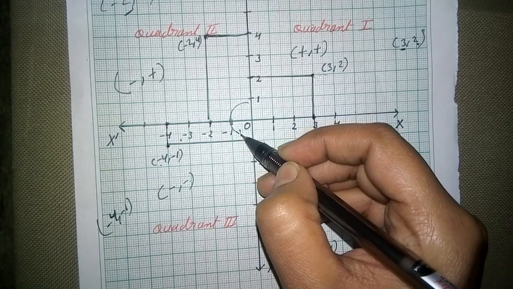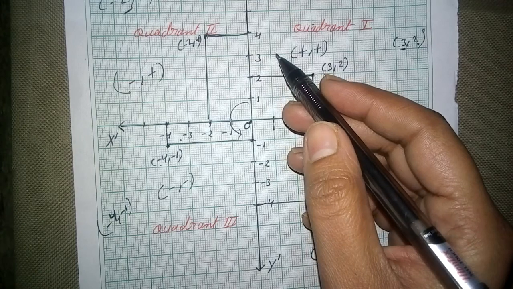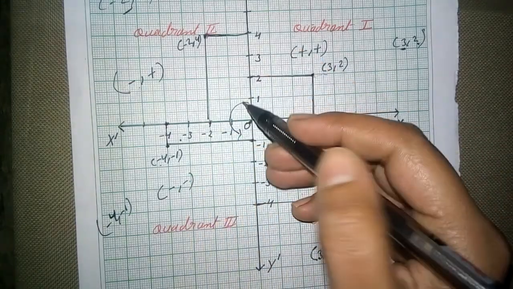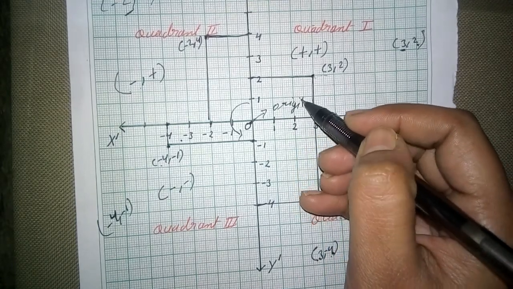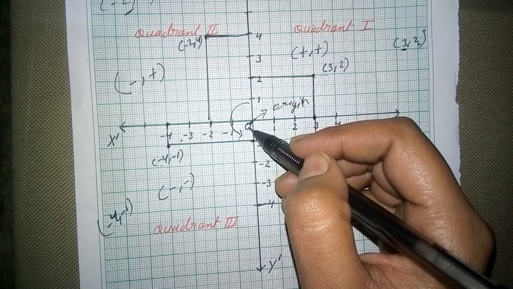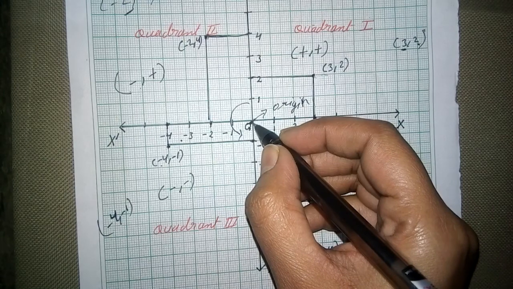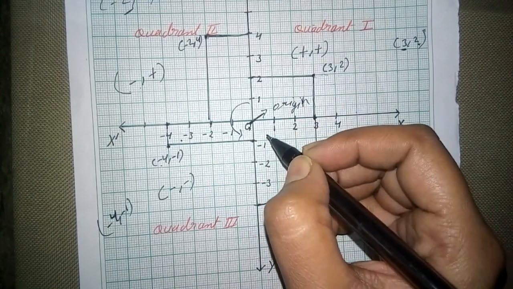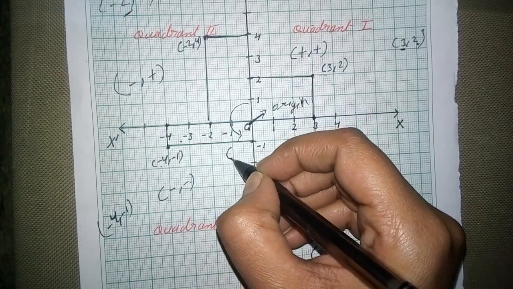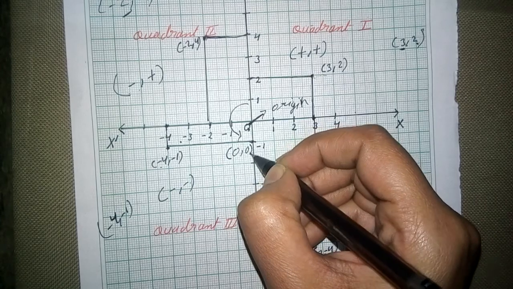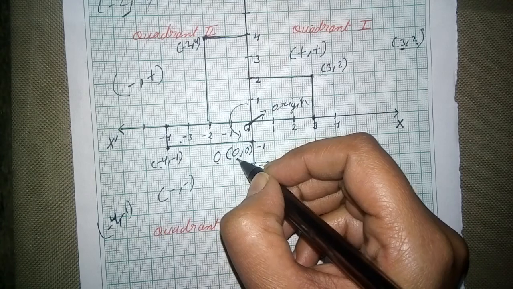Okay, this is the origin, where x dash and y dash intersect each other. It is denoted by O, and this is the 0, the initial point. What are the coordinates of the origin? It is always asked in the exam. The coordinates of the origin are 0, 0, and the origin is denoted by O.